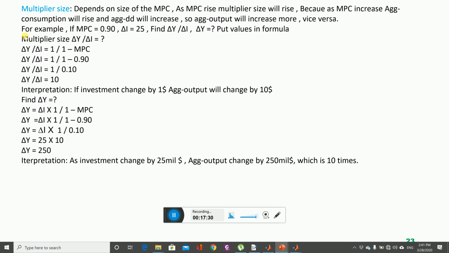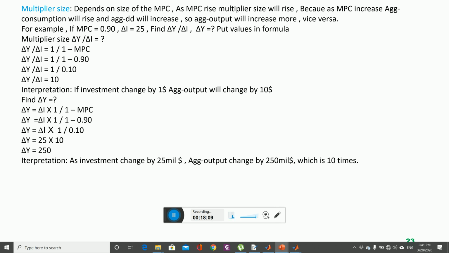And we prove this mathematically. For example, if MPC is 0.90, in the previous example MPC was 0.75, that was 75%, and now this is 90%, 0.90 MPC. It means marginal propensity to consume increased. Marginal propensity to consume of Afghans increased from 75% to 90%. Delta I is the same $25 million. Again, the question is this: calculate delta Y over delta I and calculate change in Y. Put the values in the formula with the new MPC.